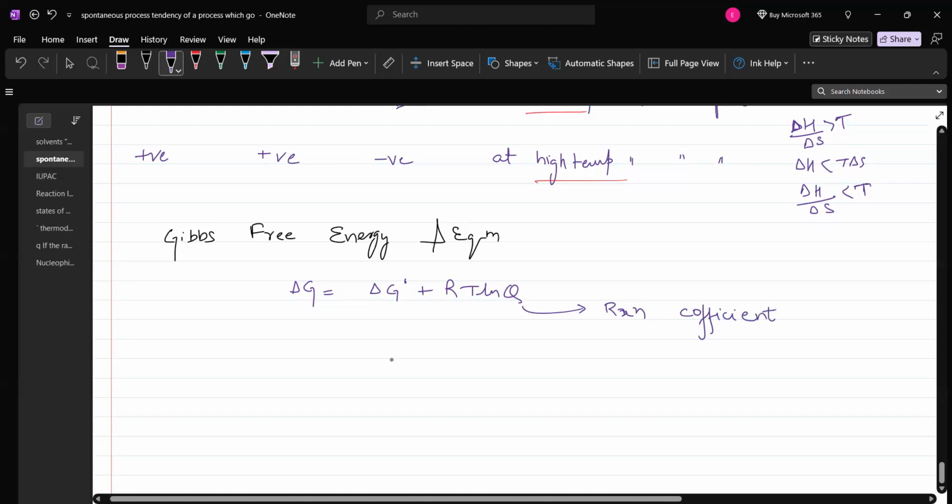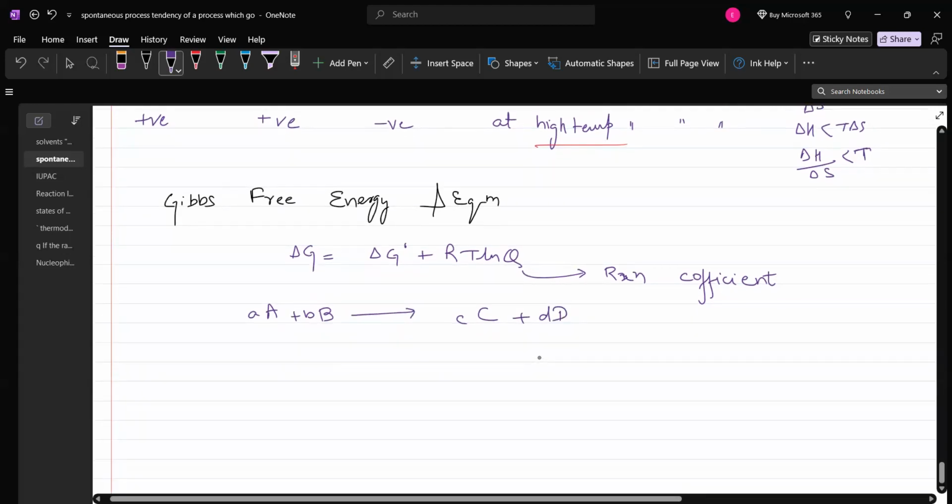So what is reaction coefficient? Let's take an example. A mole of A and B mole of B is reacting to give C mole of C and D mole of D. We have to do just numerical of it, but how it is coming, I'm just showing you. Get familiar with the terms.